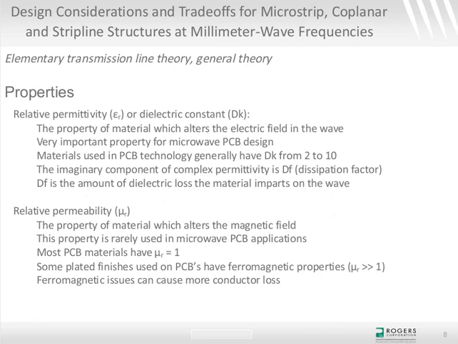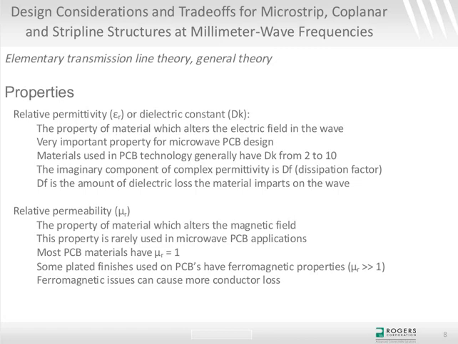Then properties, I'm not going to spend much time on this. Basically, I'm going to call relative permittivity DK, which is not a good term, actually, but it's one of those things I just got used to, and most people in our industry call it DK, dielectric constant. The proper term, I think, is relative permittivity, and that's also noted as epsilon sub r sometimes.